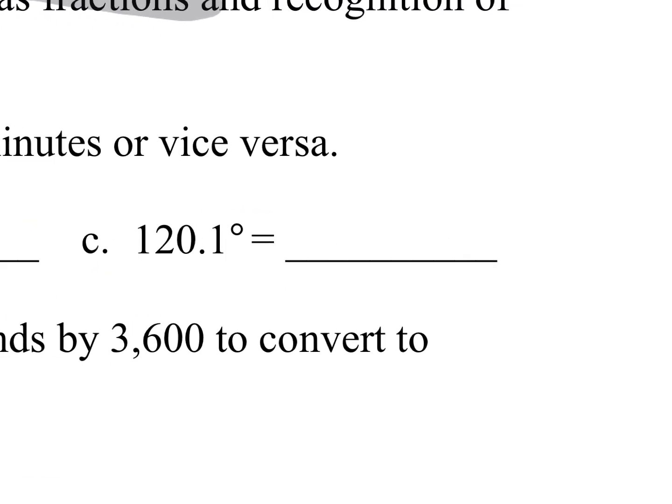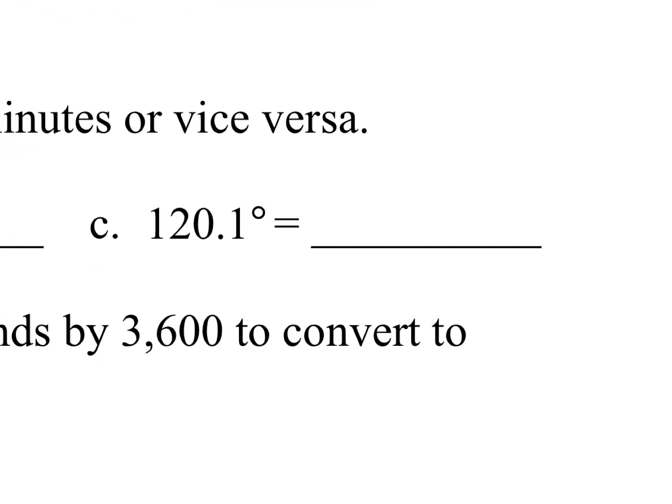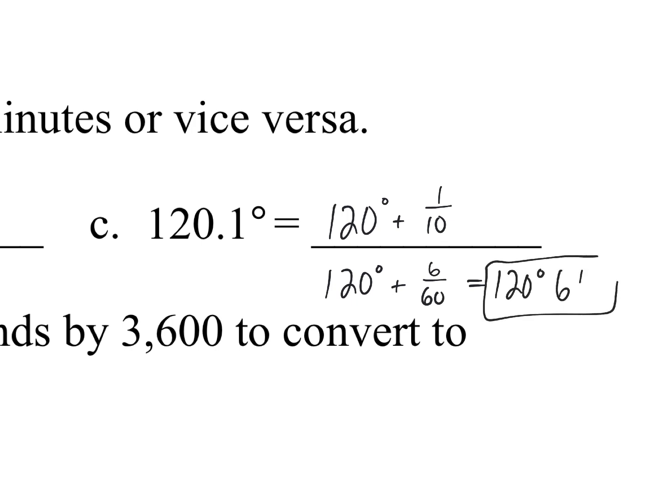One other example here, going in the other direction. It will actually work out nicely. Here we can think about this as 120 degrees plus 1/10, as a fraction. And if we were to make that into a fraction with a denominator of 60, we could say this is plus 6 over 60, or in minutes and seconds, 120 degrees and 6 minutes.